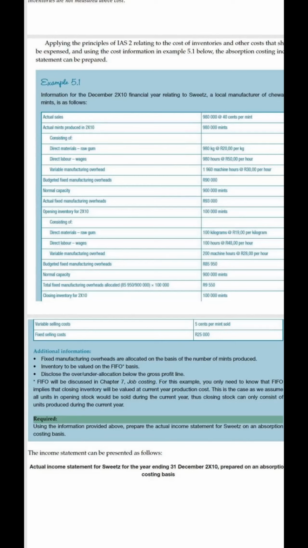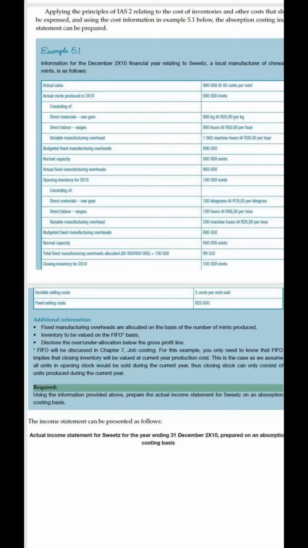I don't know if we have any questions so far with regards to these costing terms and these simple things here. Do we have any question?